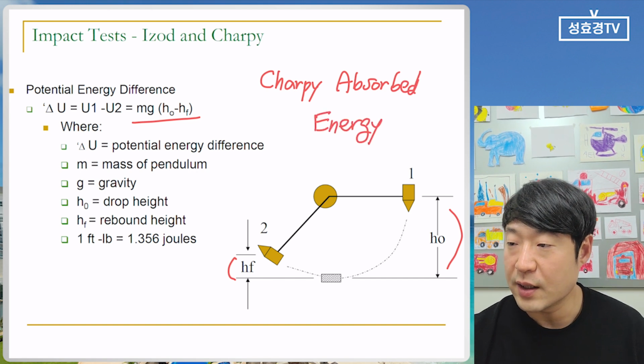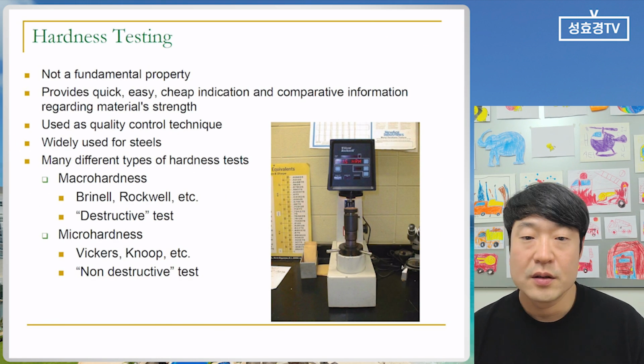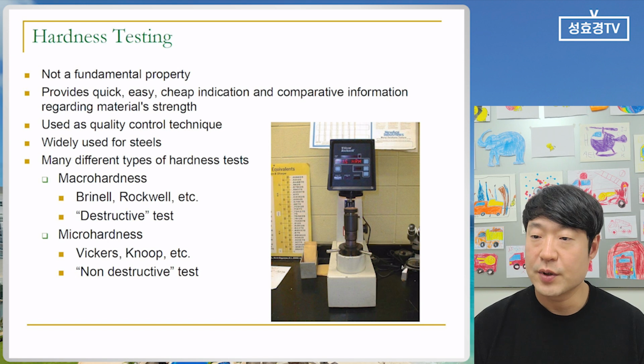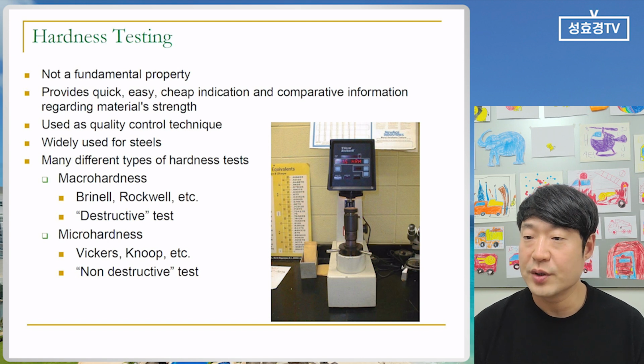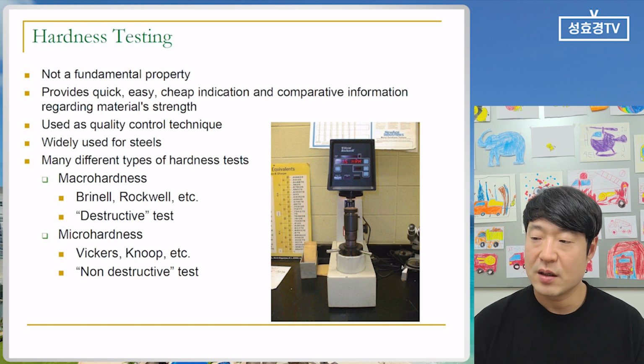So we can say like that. Okay. And hardness testing is the easiest way to understand the mechanical properties of the materials, but it is not a very detailed kind of test. So you can just very quickly, easily, and cheaply get some results.